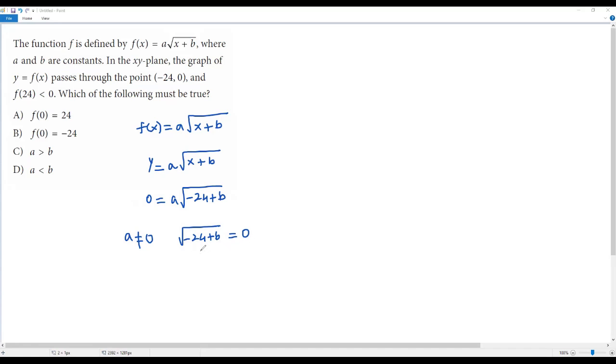Okay, now let's solve for b in this equation. To get rid of the square root, we have to square both sides of the equation. On the left side, the square root and square cancel out. I am getting -24 plus b equals 0, since 0 squared is 0. When I add 24 to both sides, I am getting b equals 24. Here I got the value of b. Now let's plug in this 24 for b into the given function. Then f of x equals a times square root of x plus 24.